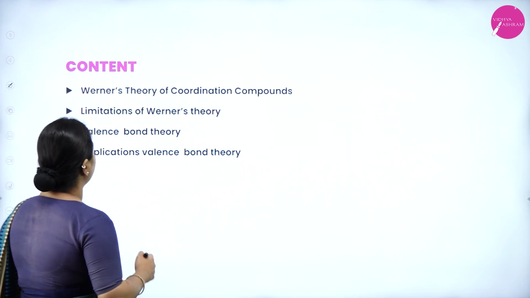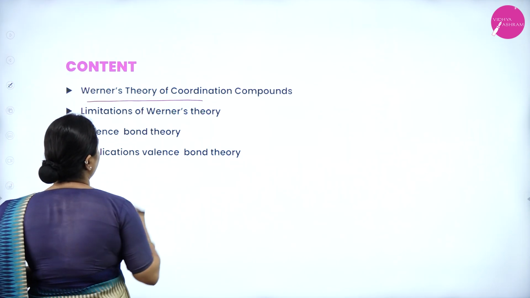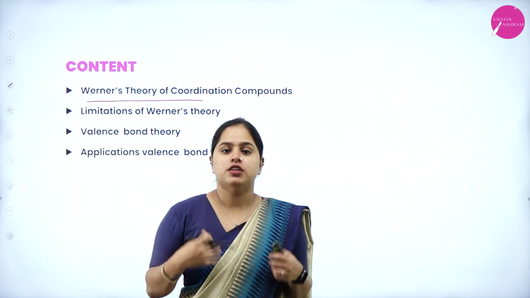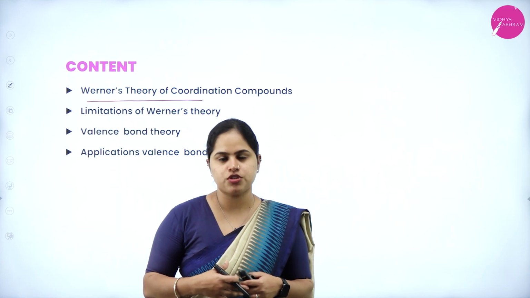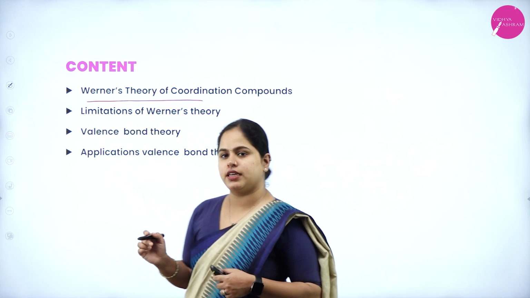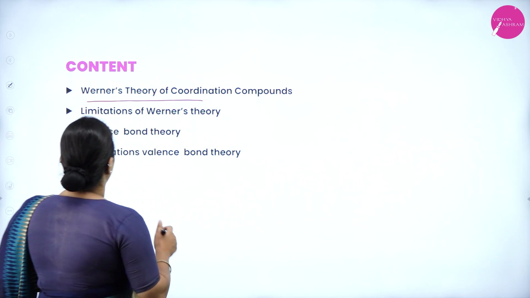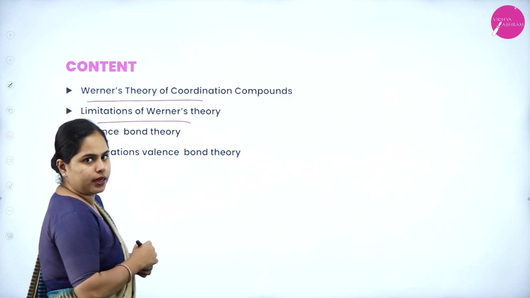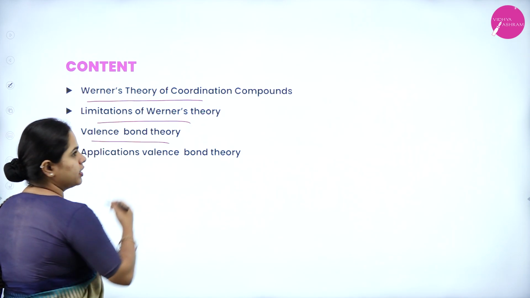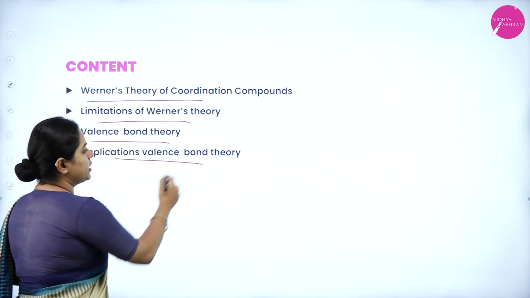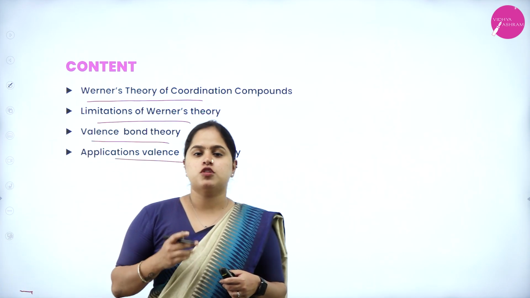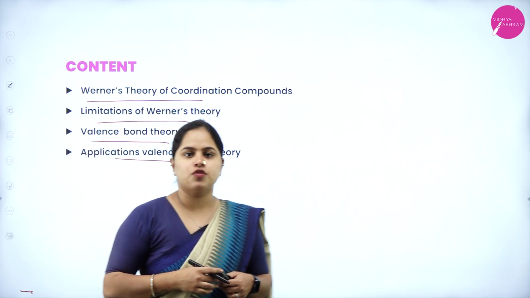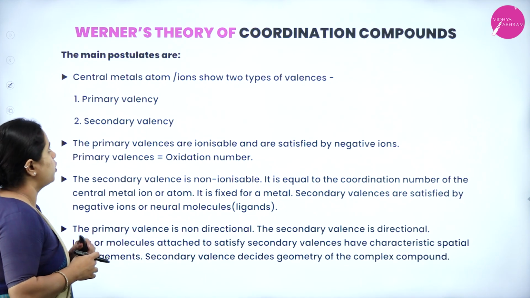So in today's session, we are going to study the first theory of coordination compounds. We are going to study different theories regarding coordination compounds. The first theory will be Werner's theory of coordination compounds and the limitations of Werner's theory. Then we'll move on to the next one, that is valence bond theory, and we'll cover its applications and limitations as well. So two theories we are going to discuss. Werner's theory is the one which we are going to begin now.